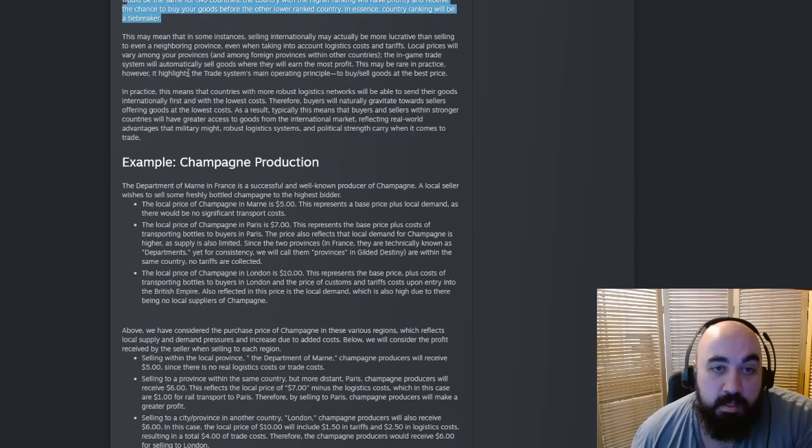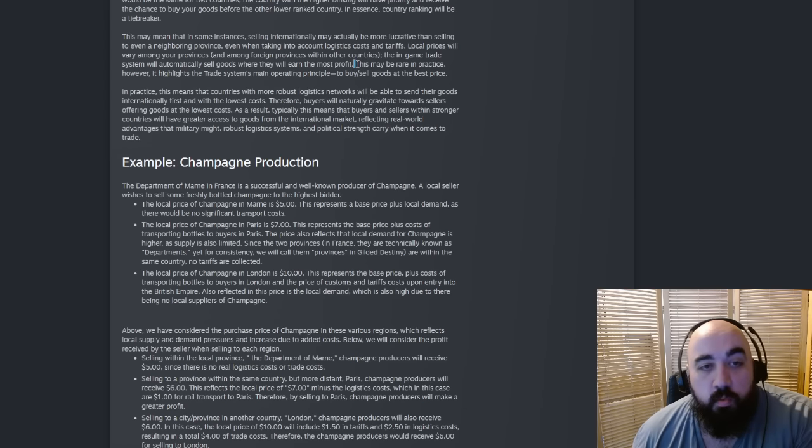This may mean, in some instances, selling internationally may actually be more lucrative than selling even to a neighboring province, even when taking into account logistics and tariffs. Local prices will vary among your provinces and among foreign provinces with other countries. The in-game trade system will automatically sell goods where they will earn the most profit. Cool. So you won't be managing trade directly like you do in Victoria 3, it sounds like. This may be rare in practice, however, it highlights the trade system's main operating principle, to buy and sell goods at the best price. Yep.